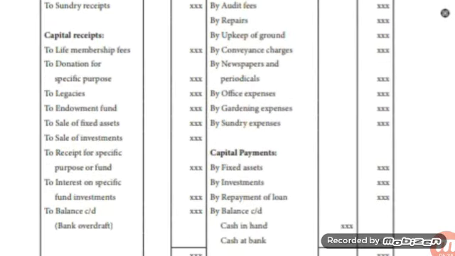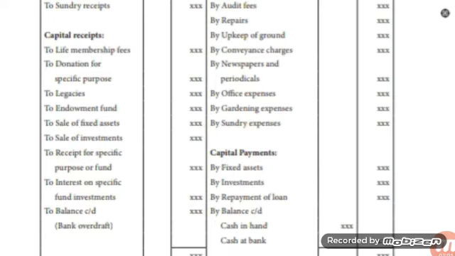Next, capital payments. Fixed assets, that is, purchases of fixed asset. Investment made. Deposit made on investment. Next, repayment of loan. These are the capital payments. What are the capital payments? Fixed asset, that means purchases of fixed asset. Then investment made, not a sale of investment. Sale of investment is a receipt. Investment made.